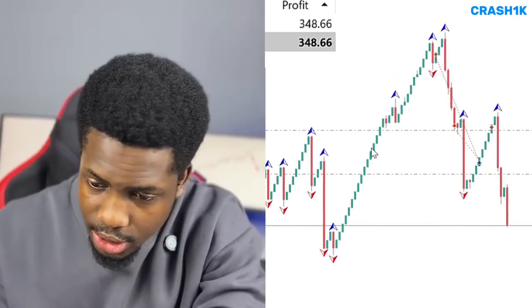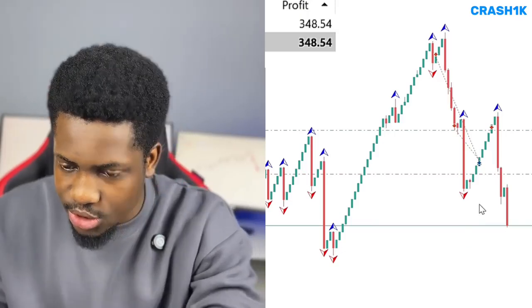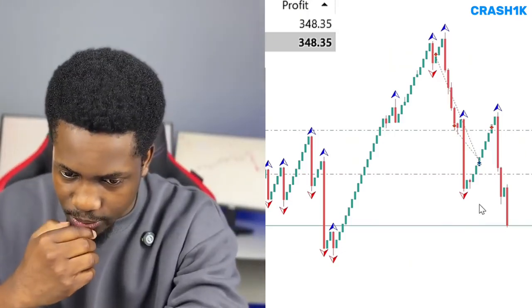Okay, so we just had a nice drop again. You can literally see that. So we just had another nice spike. So it actually just dropped towards the bottom again.